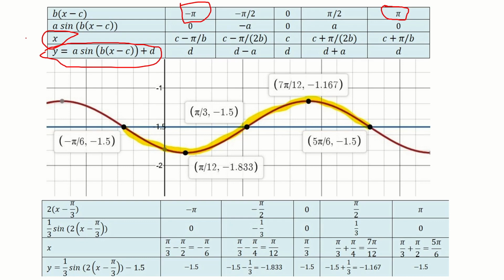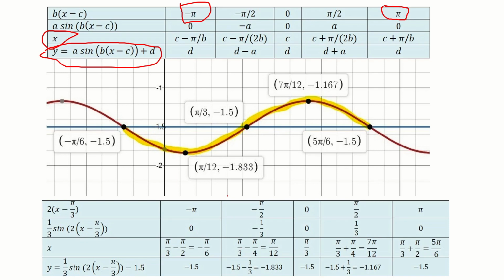You will start with negative 1.5 because you're factoring in everything you have calculated above. The entire 1 divided by 3 sine of 2 times x minus pi divided by 3 minus 1.5 is factored into here. The first value would be negative 1.5. The second value would be negative 1.833. The third value would be negative 1.5 once again. The fourth value would be negative 1.167. And the final value would be negative 1.5 for your 5 points.